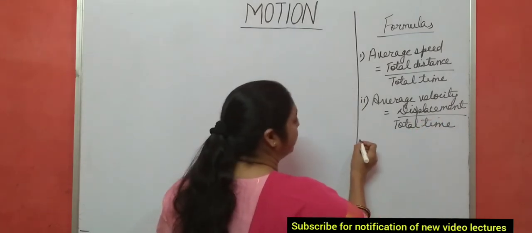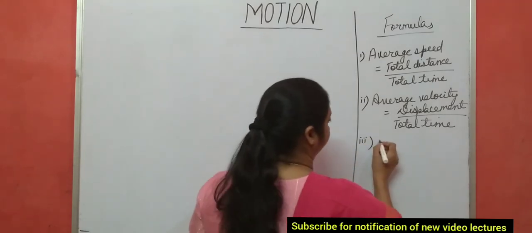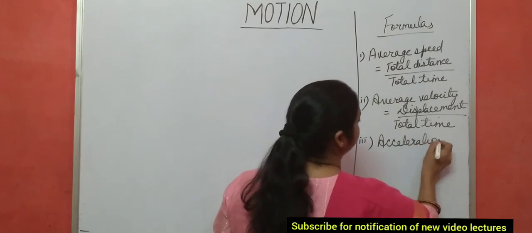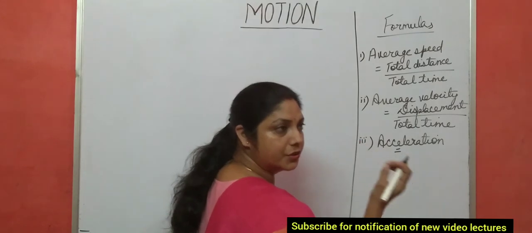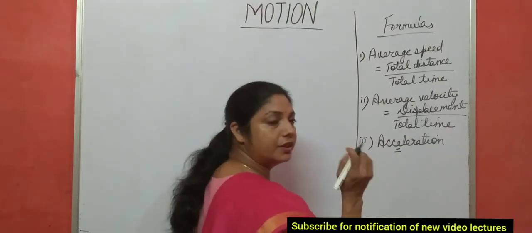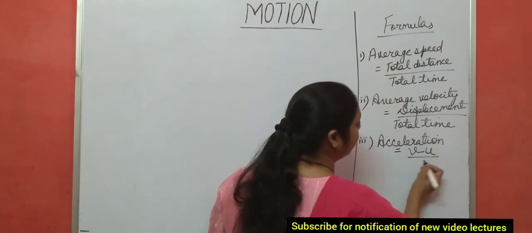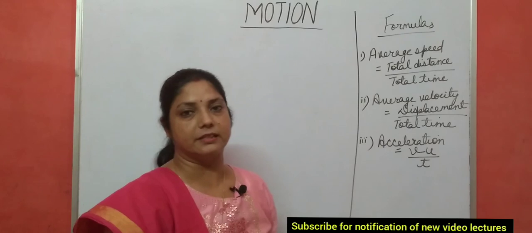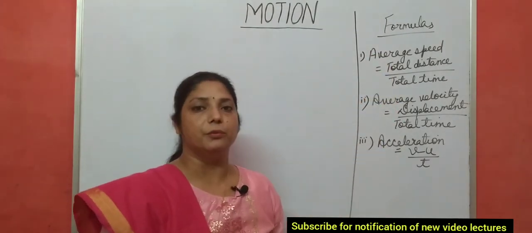Okay, and one more important formula, that is acceleration. Acceleration is what? Change in velocity per unit time. So if initial velocity is u and final velocity is v, so change in velocity is v minus u by total time taken, suppose t. This is the formula for acceleration. Mainly these three formulas are used in the numericals, right?